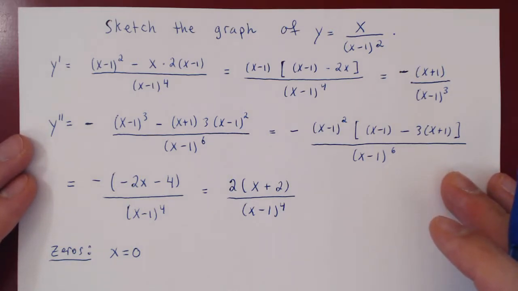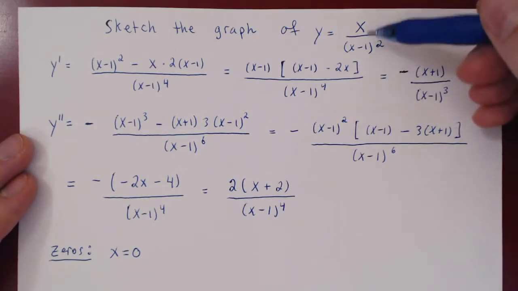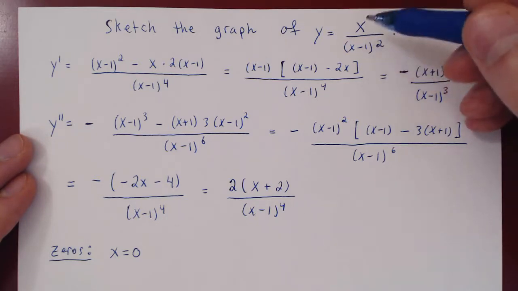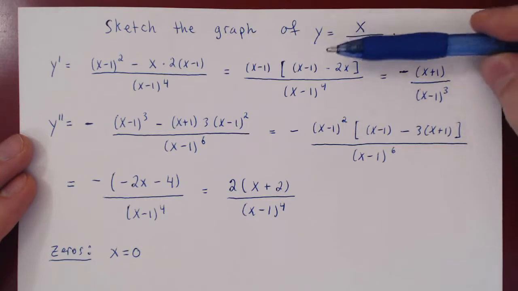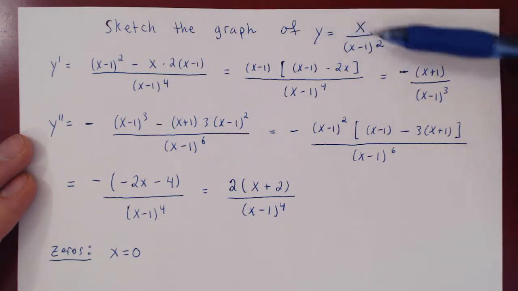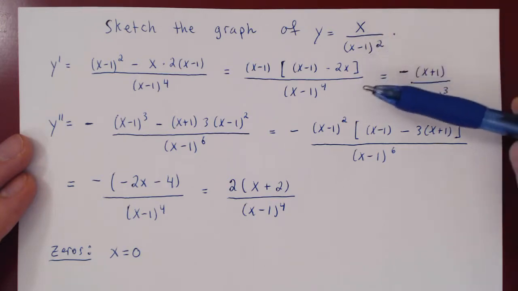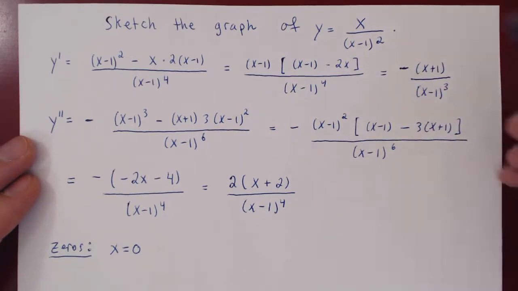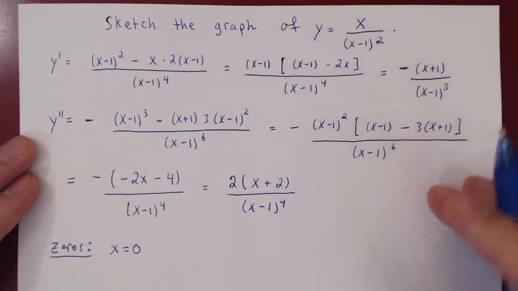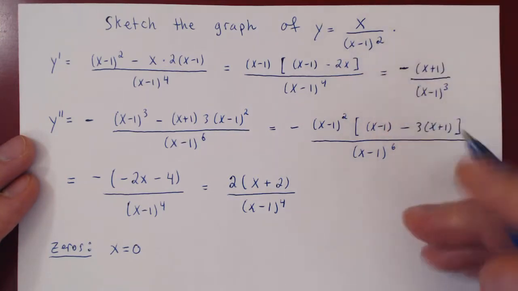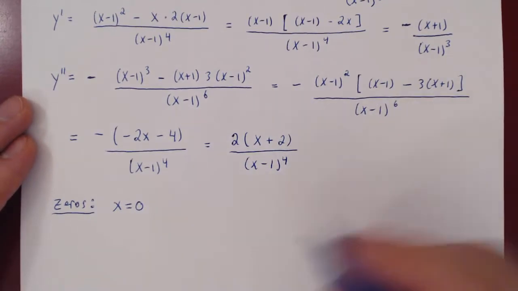Before you look for critical and inflection points, since we have a rational function, we should be looking for vertical asymptotes, right? x is always defined, (x minus 1) squared is always defined, but since we have a division, we have to watch for dividing by 0. And this happens when x is equal to 1. So we are going to have a 1 over 0 case, which will give us an infinity case. Therefore, we have that x equals 1 is a vertical asymptote.